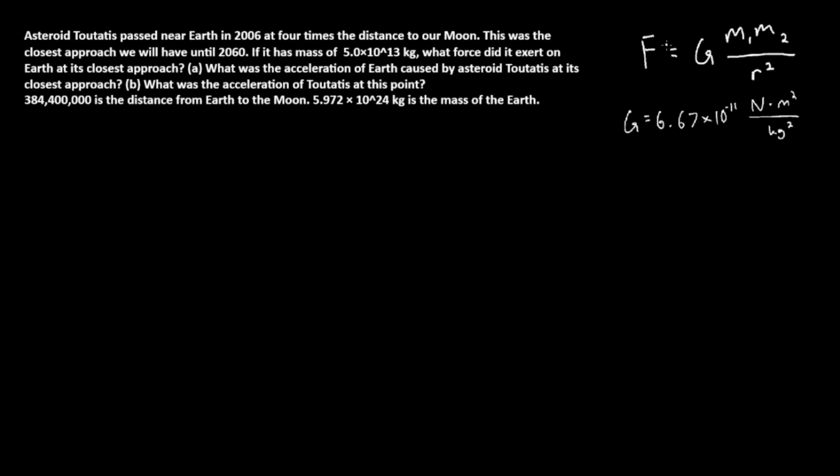So for this problem, it's slightly longer, and we're going to have to include a little bit more details and use our knowledge of Newton's second law of motion. In this problem, we have an asteroid, Toutatis, and it passed near Earth in 2006. Very relevant detail, by the way, at 4 times the distance of our moon. This was the closest approach we'll have until 2060. Another super relevant detail to the problem. If the asteroid has a mass of 5 times 10 to the power of 13 kilos, what force did it exert on Earth at its closest approach?